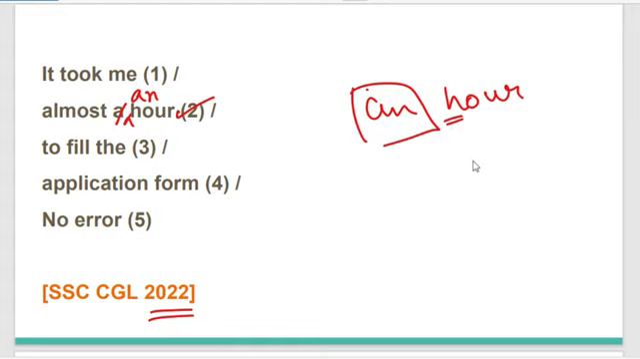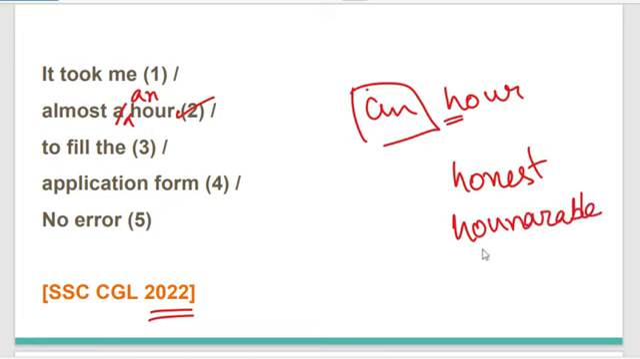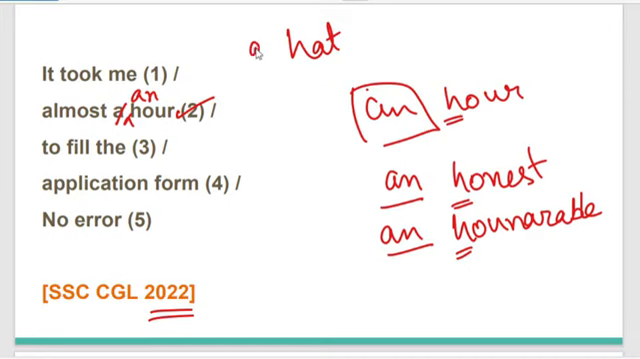For example, hour, honest, honorable, honorary. In all these cases, we have to put indefinite article an before these words because the letter H is silent in these words. But when we are saying hat, we are not using an, we are using a. Why? Because H is not silent here. H is used as a consonant.